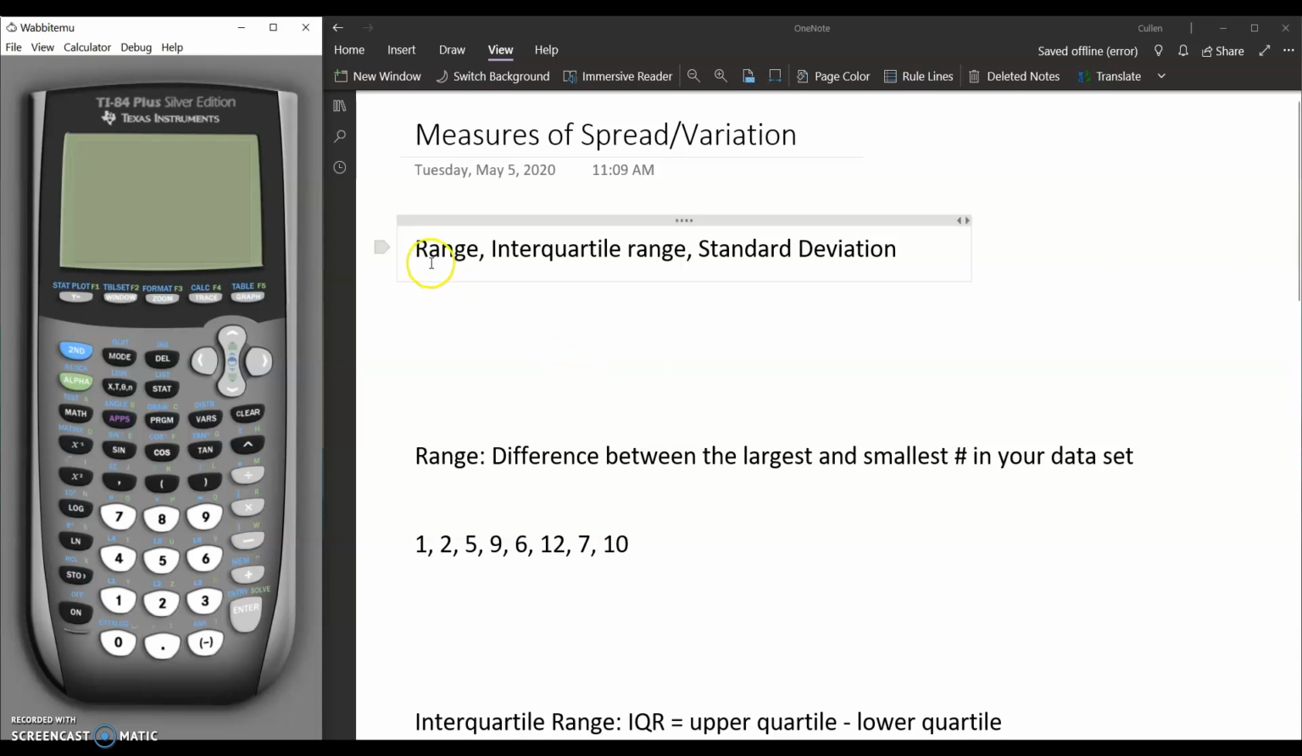And the first one you have heard about before is the range, and we can talk about that. We're also going to talk about the interquartile range, which you may have heard before, and the same with standard deviation. You may have heard that before, but it might have been a long time because we didn't talk about it in Algebra 2 last year.